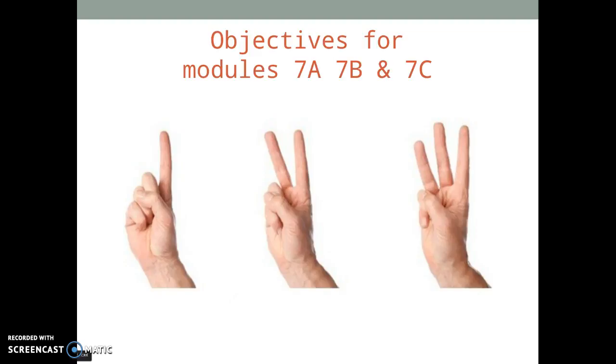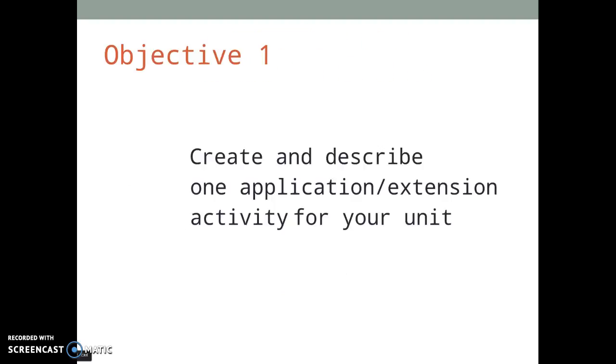As you work through the 3 parts of the entire Module 7, you will be able to complete 3 objectives, which we will now look at one by one. For your first objective, you will create one application extension activity for your unit. Notice that you do not need to create 2 activities. Just think about how to extend the lesson with an activity that is not a drill, where the student will have a lot of control. For this objective, think of it like this: go beyond the lesson.